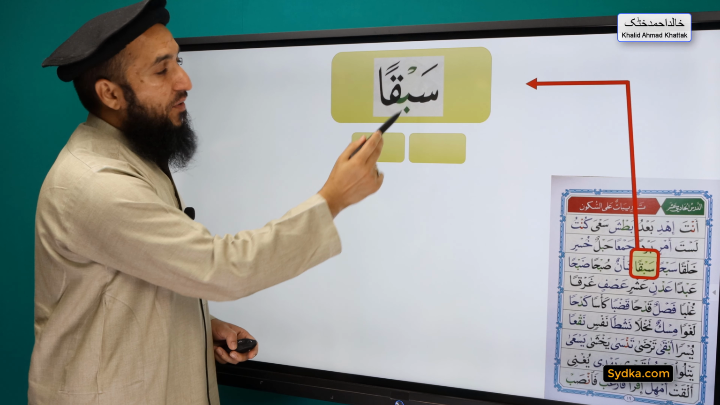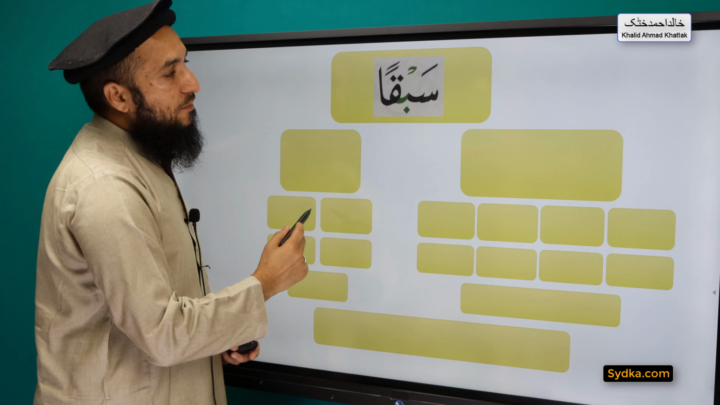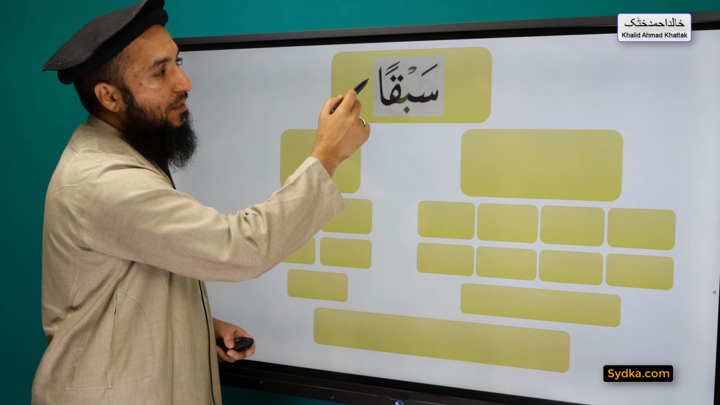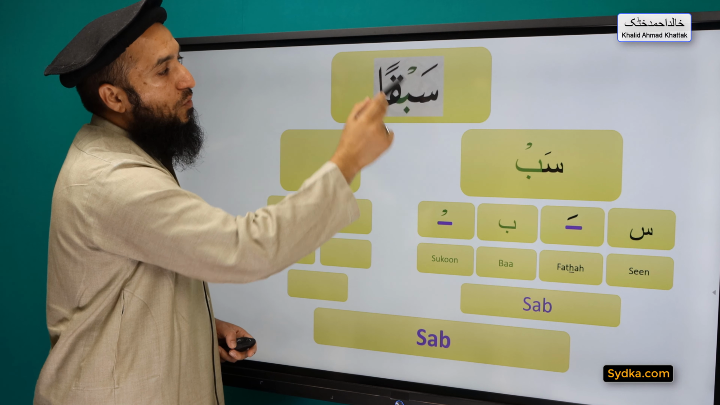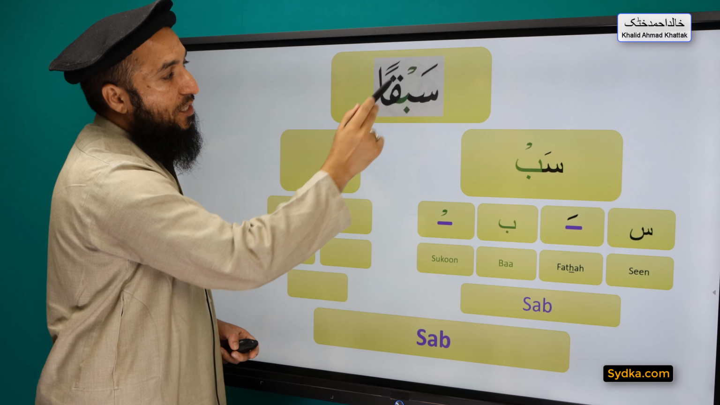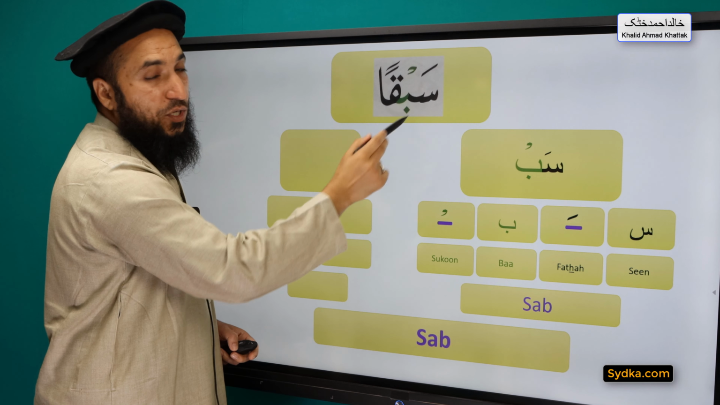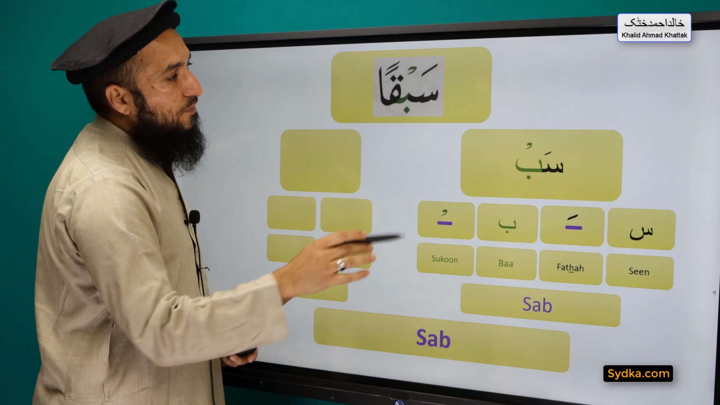The next word we have is sabaqan, and it can be divided into two syllables. The first one is sab, the second one is qan. So the first syllable is sin fatha ba sukun sab. Sin is a light letter, it has fatha on top of it, it is followed by ba, and ba has a sukun, and ba has the property of qalqala, the bouncing and the vibration of the makhraj.